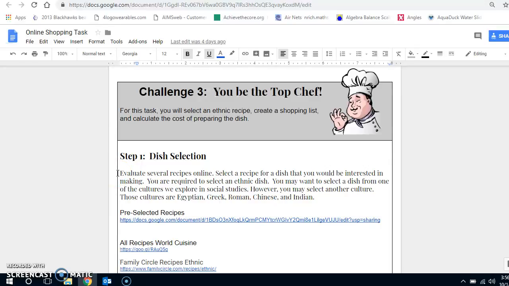You are required to select an ethnic dish. You may want to select a dish from one of the cultures we explore in social studies. However, you may select another culture. Those cultures we study are Egyptian, Greek, Roman, Chinese, and Indian. If you have an ethnic dish recipe at home that you would like to use, you are welcome to use that.